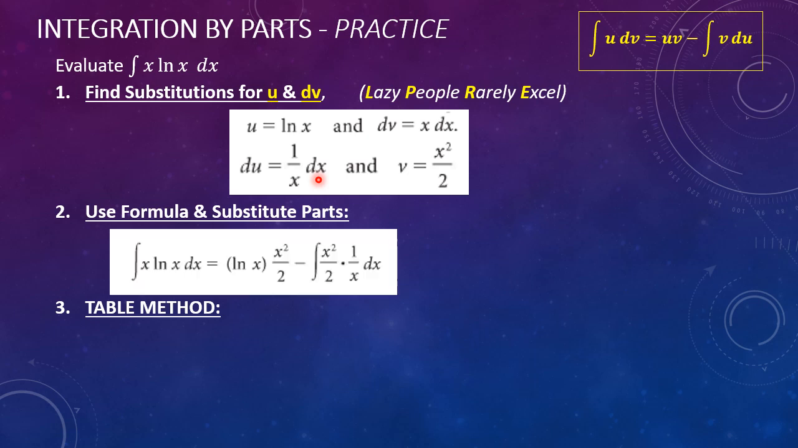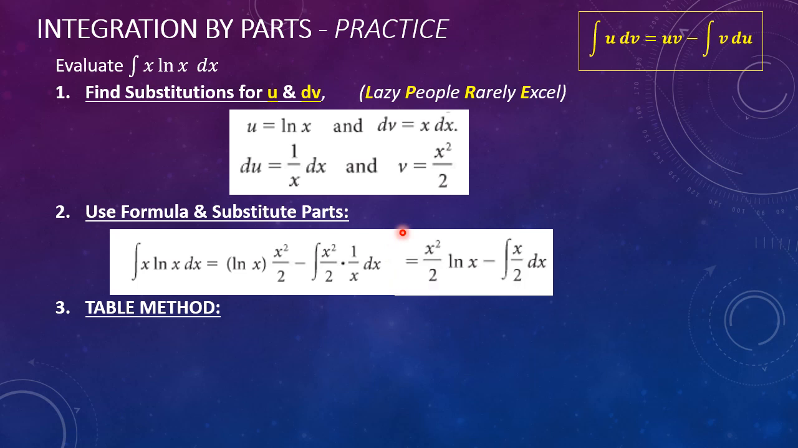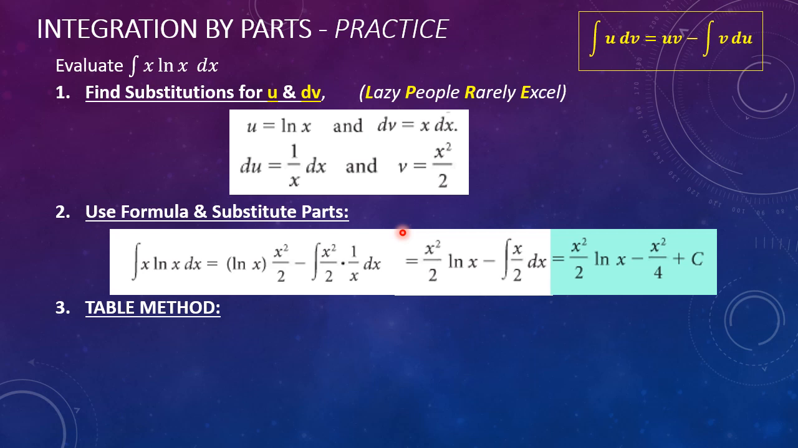That's uv minus the integral of v du. Simplifying that, we get x squared over 2 times the natural log of x, minus 1/2 times the integral of x, which of course is just x squared over 4. So we get x squared over 2 times the natural log of x minus x squared over 4 plus our integration constant.